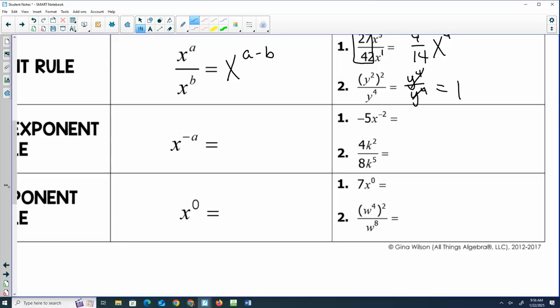Alright, exponents. This is the part that you were watching Friday. If you were responsible and did what you were supposed to do.